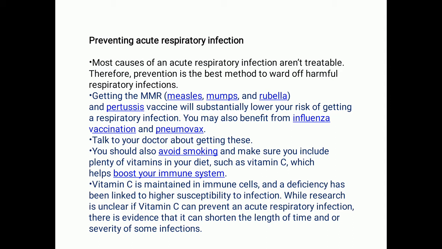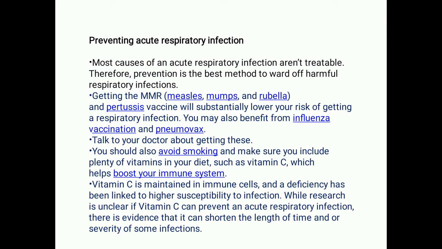You may also benefit from influenza vaccination and pneumococcal vaccination. Talk to your doctor about getting these. You should also avoid smoking and include plenty of vitamins in your diet, such as vitamin C, which helps boost your immune system.